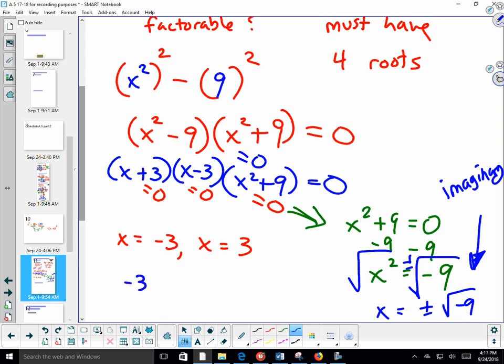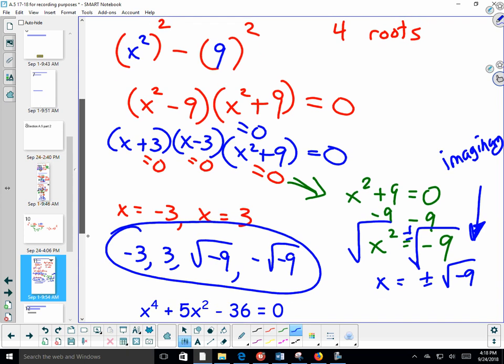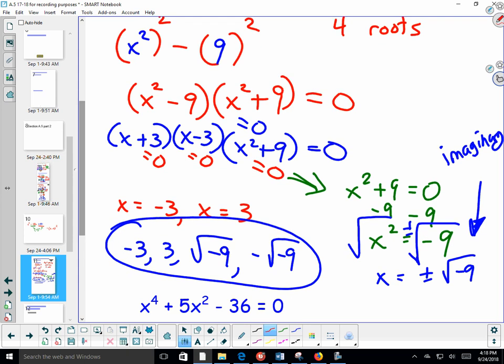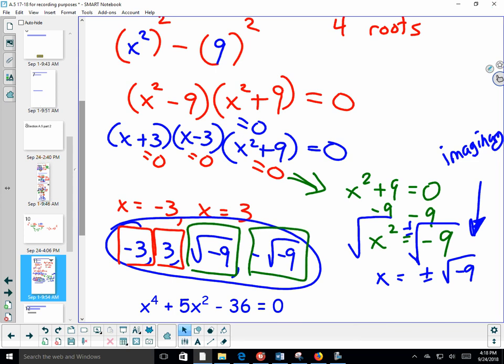So right now, let's just leave it as our solutions are negative 3, positive 3, square root of negative 9, and negative square root of negative 9. All right, so those are our 4 solutions, and it turns out 2 of them are real. These guys are real solutions, and 2 are imaginary. These guys are imaginary solutions, but we will talk more about that when we get to chapter 2.